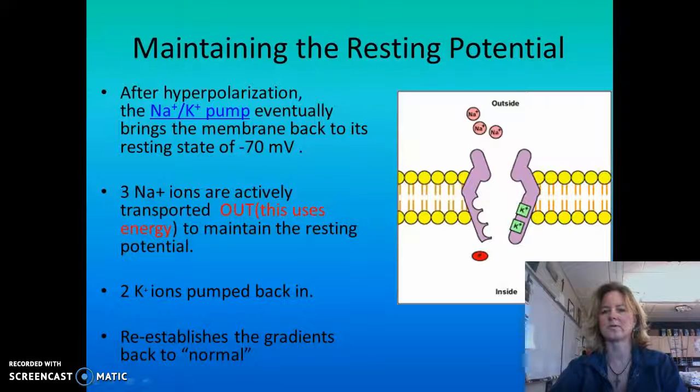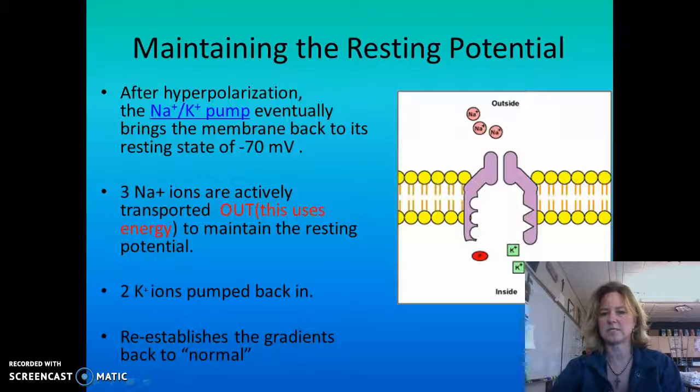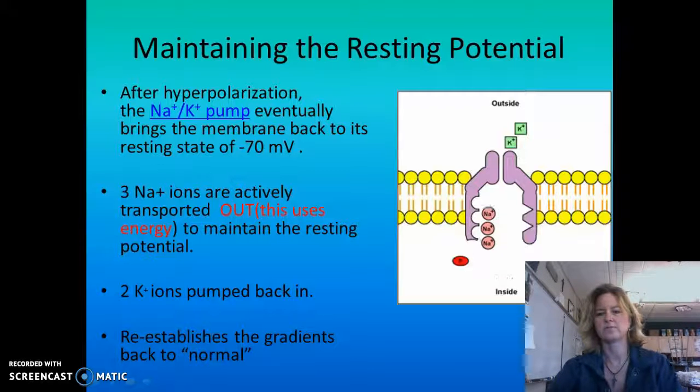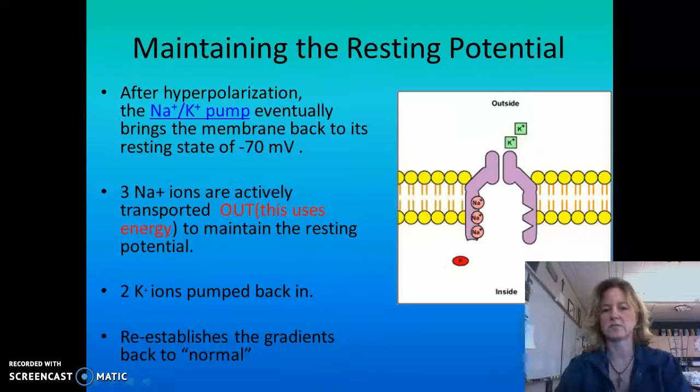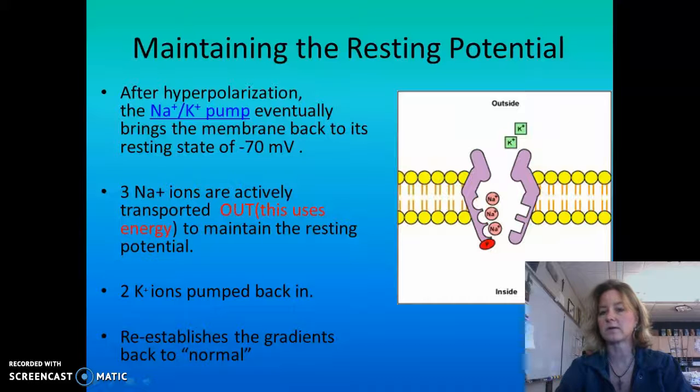And so in order for us to get that back to that negative 70 millivolts, what we need to do is we're going to have to start pushing these ions and forcing them to go against that gradient. This is where we see the active transport take place, which is that we are going to now push these ions against their gradient, and that is going to require energy. Okay.